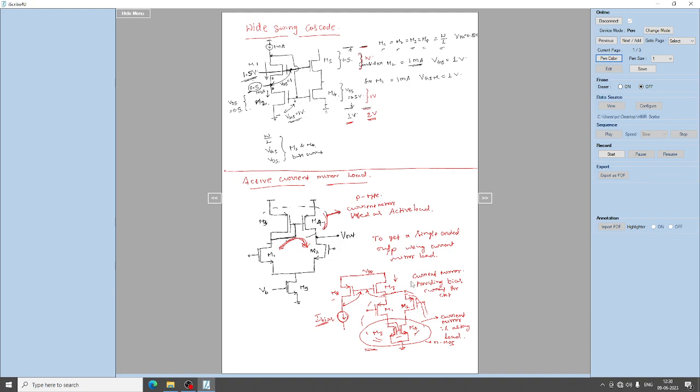And you know, by providing a constant bias current you are actually fixing the VGS of the transistor, and by making use of mirroring circuits you can reflect that current flowing through that device into any other circuit as well. Okay.